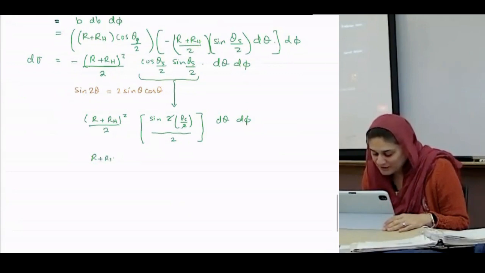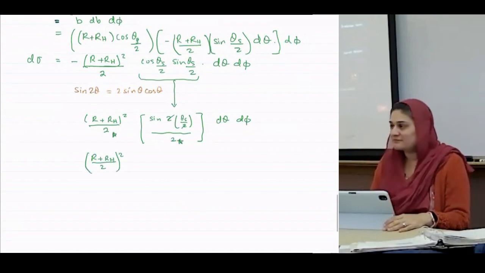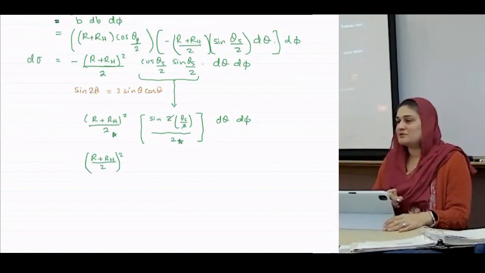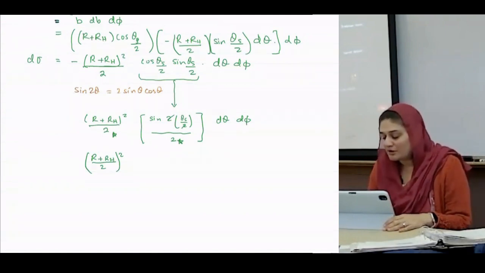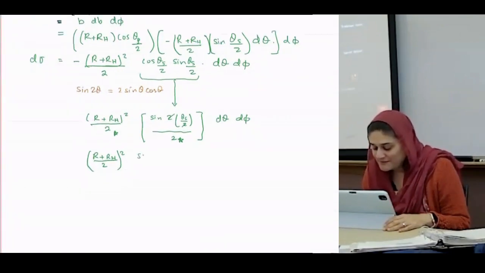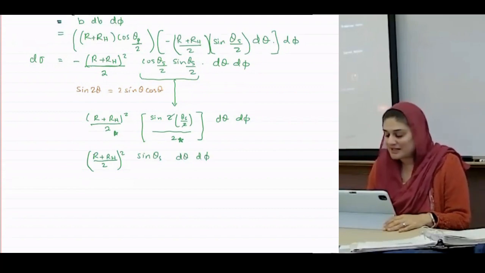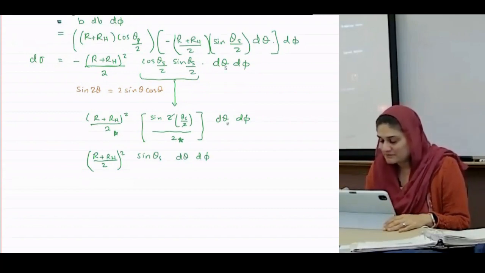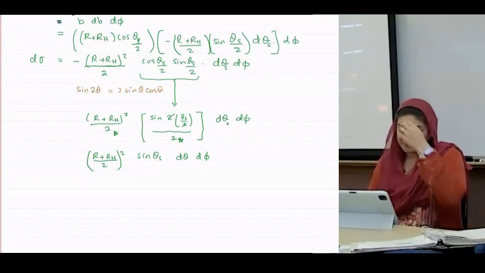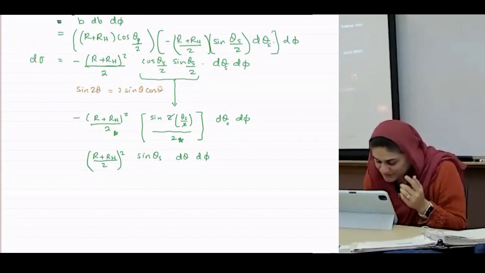R plus RH, now divided by 2 squared, right? There's a square here, 2 here, and a 2 here. Can I combine those 2's together? And then there'll be 4 squared, so far so good. And then I will have sine of theta s, d theta d phi. This should be S, right? Oh yes, minuses. Those I forgot.